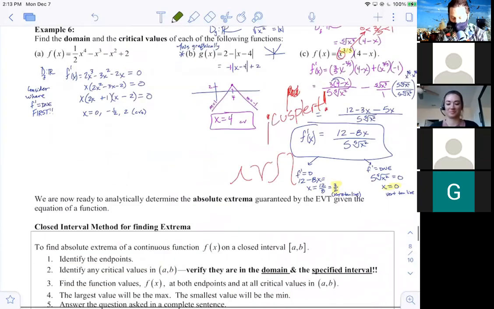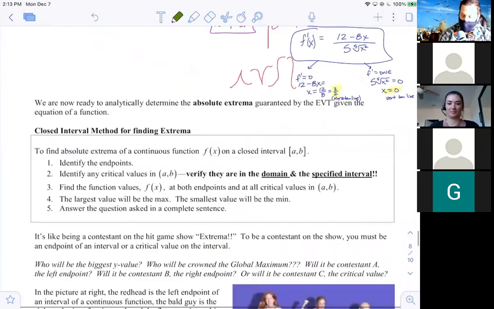So let's go ahead and figure out how to use the EVT. This is called the closed interval method for finding extrema, and it's pretty easy. So if you have a function that's continuous on a closed interval from A to B, then the EVT guarantees a max and min, and it can occur at one of two places. It can occur at a critical value on the interior, or it can occur at an endpoint. Right? That's it. And remember, very often the endpoints themselves are critical values.